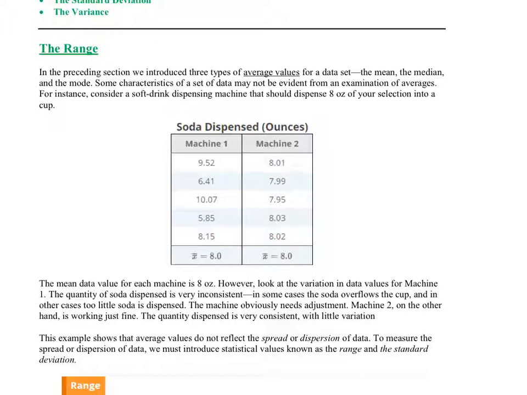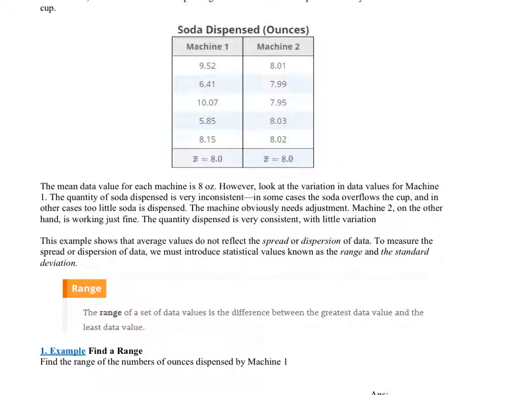Okay? So it says the mean data value for each machine is 8 ounces. However, look at the variation in the data for machine 1. The quantity of soda dispensed is very inconsistent. In some cases, the soda overflows the cup, and in other cases, too little soda is dispensed. The machine obviously needs adjustment. Machine 2, on the other hand, is working just fine. The quantity dispensed is very consistent with little variation. It says this example shows that average values do not reflect the spread or dispersion of the data.